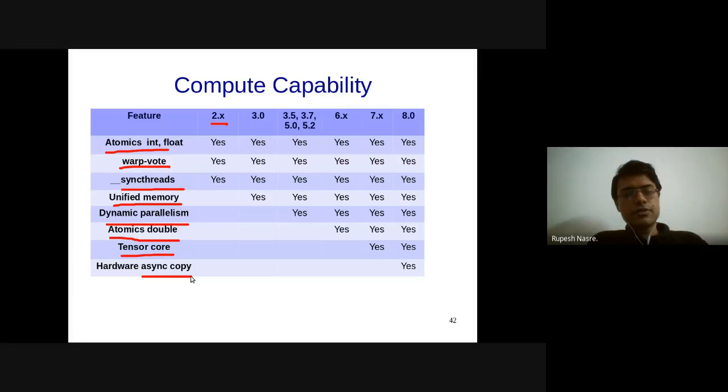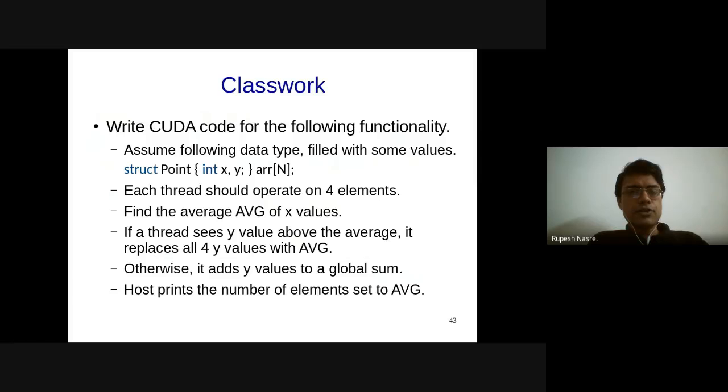All right. So then let's do a little bit of classwork. This is going to introduce us to some concepts that we will require in future, as well as some concepts that we have learned so far. So the idea is that we want to have some data type like point, which is going to have x and y coordinates, and we have an array of n of those values. N could be an arbitrarily large variable, but you can assume it to be a constant.